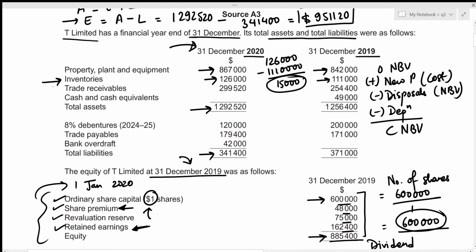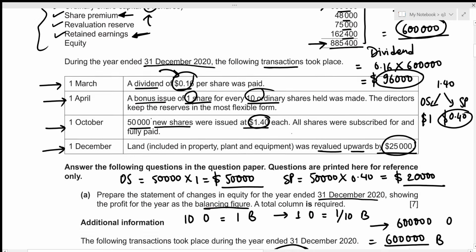We have our trade receivables. For this year, its value is 299,520. Previously, it had the value of 254,400. Again, there is an increase. Let's figure out its value. That's 299,520 minus 254,400. Which results in the increment in trade receivables to have the value of 45,120. Let's record this.